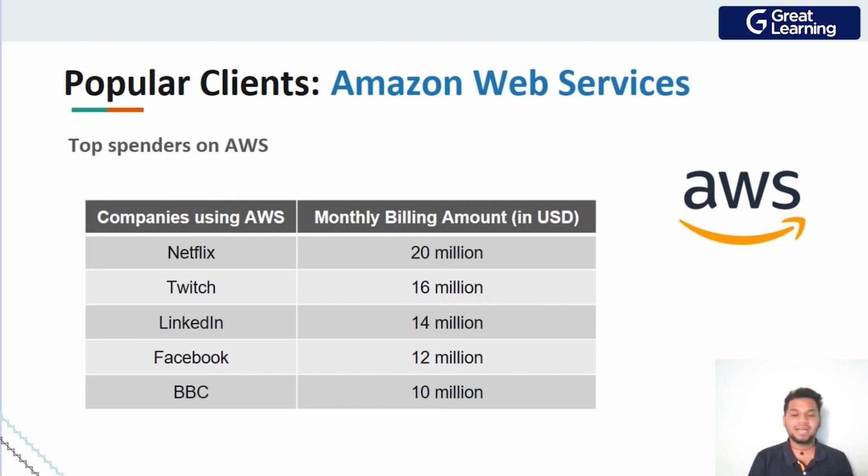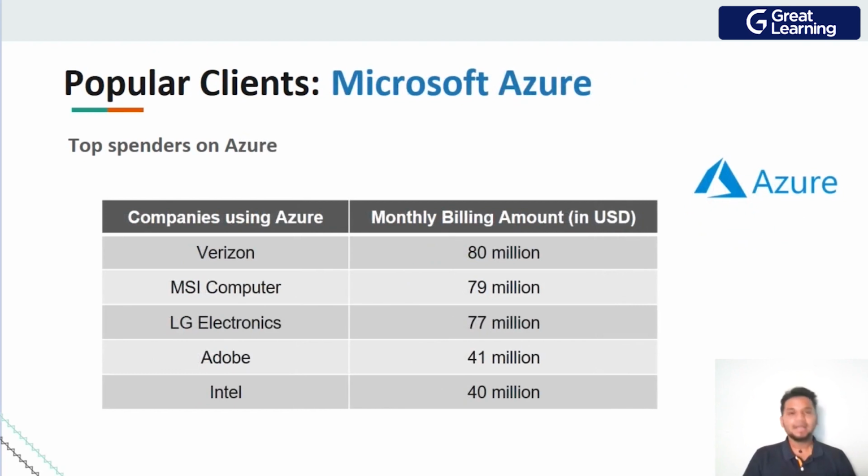LinkedIn is paying AWS $14 million monthly. Facebook is paying $12 million. BBC, the British broadcasting channel, is also paying $10 million. And this amount that you see is not what these companies pay to AWS on a yearly basis. This is a monthly basis. So this is the amount of money AWS is making for the services that these guys are using, right?